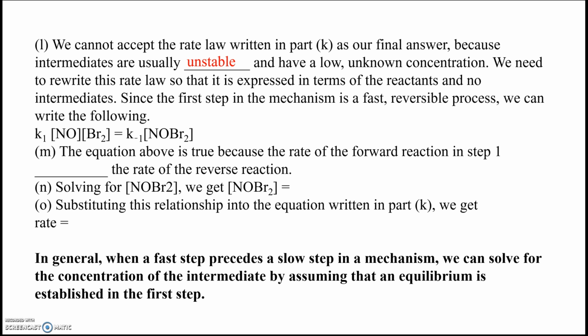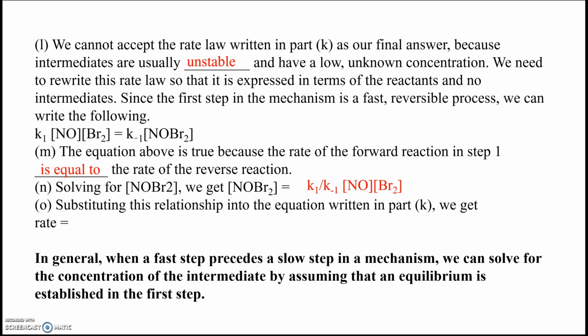Now, since the first step is a fast reversible process, I can say that the rate of the forward reaction is equal to the rate of the reverse reaction. So that allows me to write K1 times NO times Br2 is equal to K minus 1 times NOBr2. And if I solve for NOBr2, I get that that's equal to some odd thing, K1 divided by K minus 1. And really that's just some other constant, times the concentration of NO times the concentration of Br2.